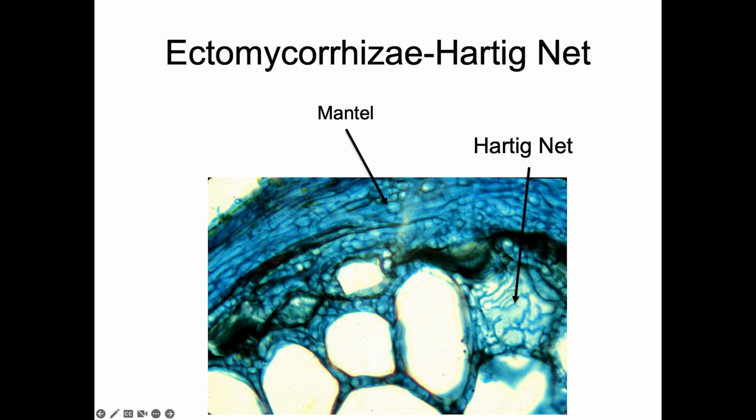So this is a stained section, but this is what it looks like. So you have the cortex, you have the mantle that's on the outside of the root where the mycelium is coming off, and then these are the cortical cells. They're all alive, but they're actually encased in a mesh, which is like a hairnet surrounding every root cell in that cortex of that root. And that's where the fungus and the plant are communicating chemically back and forth.